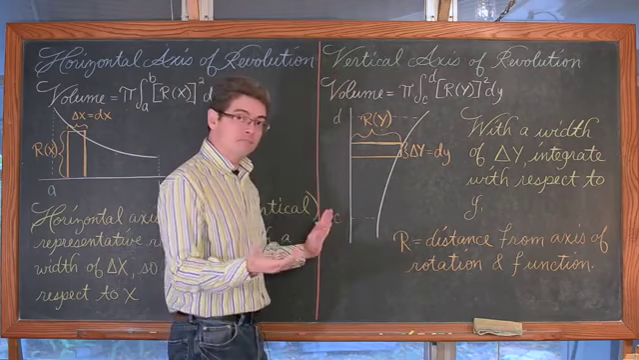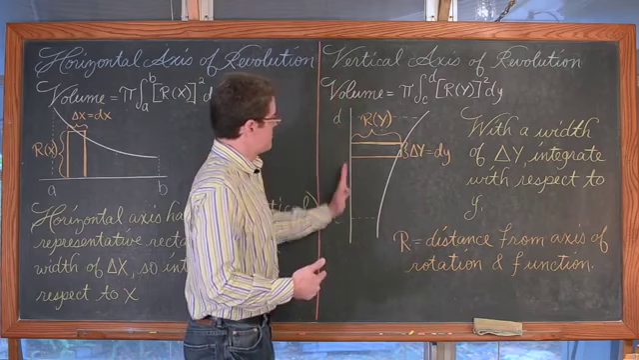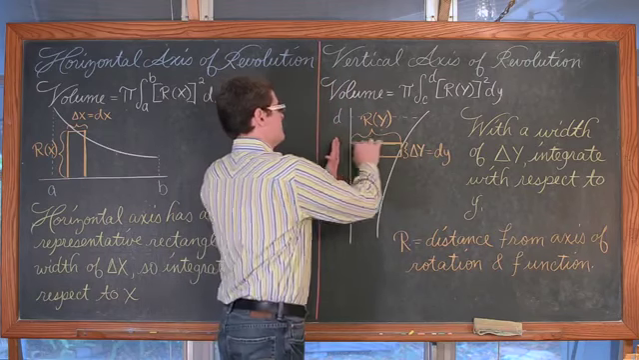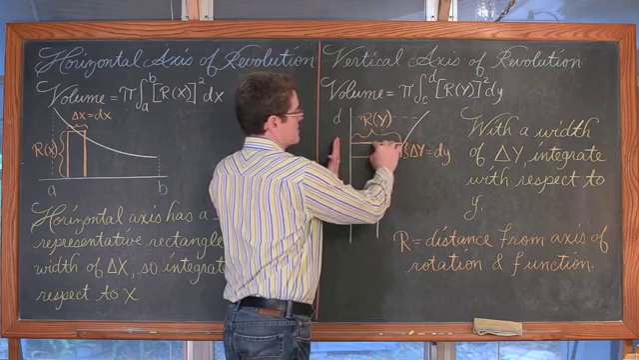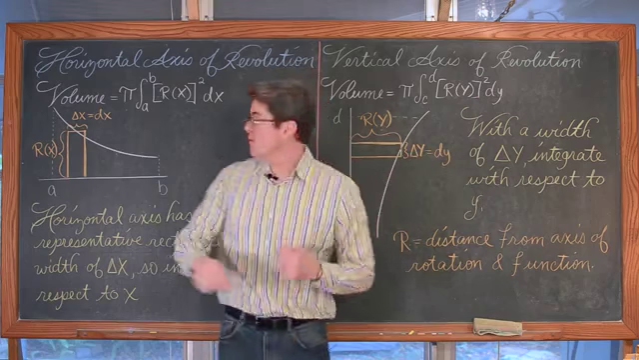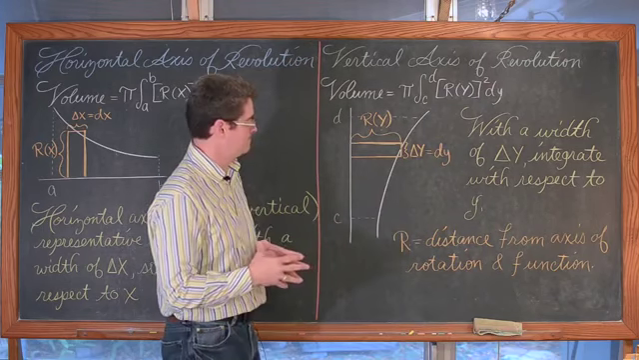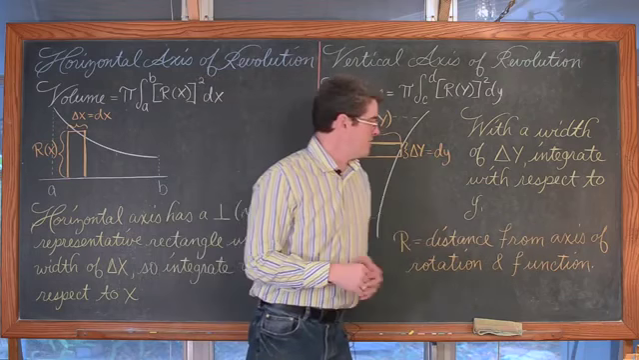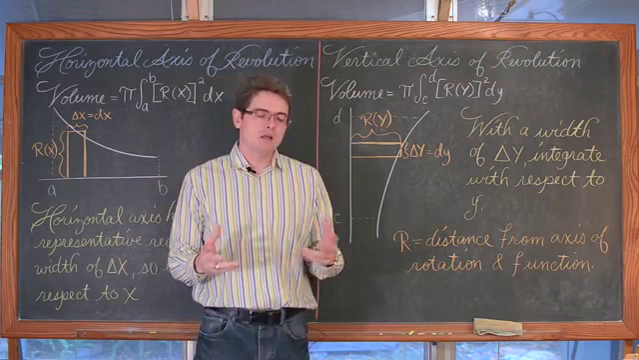It would be a good idea to look at your picture, or draw it or get it in your calculator, and look at that vertical axis of rotation. Draw those representative rectangles, and once you have them drawn, you can see whether your widths are dy or dx, just to make sure you're setting the problem up correctly. Now, r is the distance from the axis of rotation to the function.